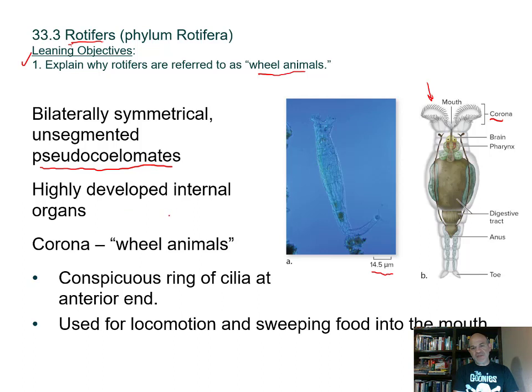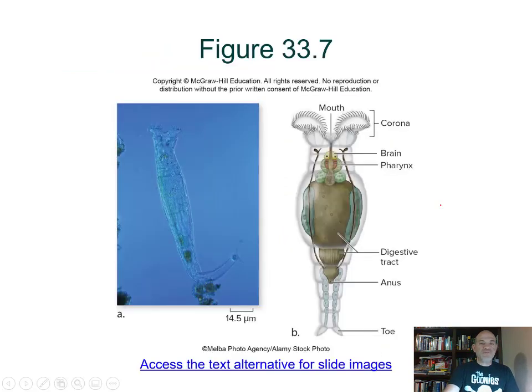They do have highly developed internal organs. As you can see there, they have a complete gut, digestive tract. They have this little foot or toe-like area here that they can use to attach to a substrate, but they can move location if they want. That corona is why they're called the wheeled animals, because of the cilia I mentioned earlier, which is used for locomotion and to sweep food. So if they detach from where they're hanging on, they can use the cilia to help them get around, along with a bit of body movement as well.